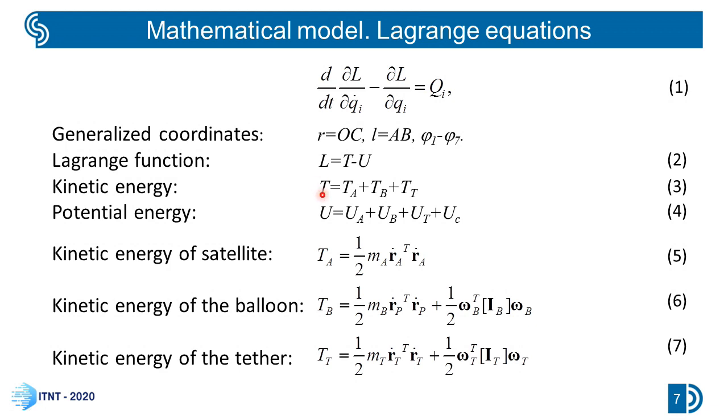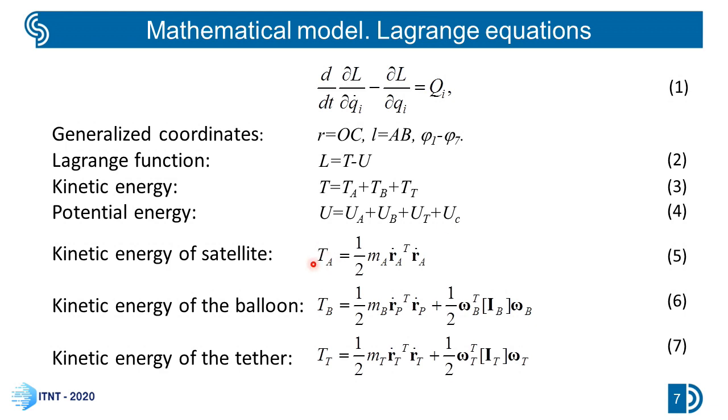The kinetic energy is the sum of kinetic energy of the satellite, of the balloon, and of the tether. The potential energy of the system is combined from the potential energy of the satellite, the balloon, and the heavy tether in the Earth's gravitational field, and the potential energy of an elastically deformed tether.